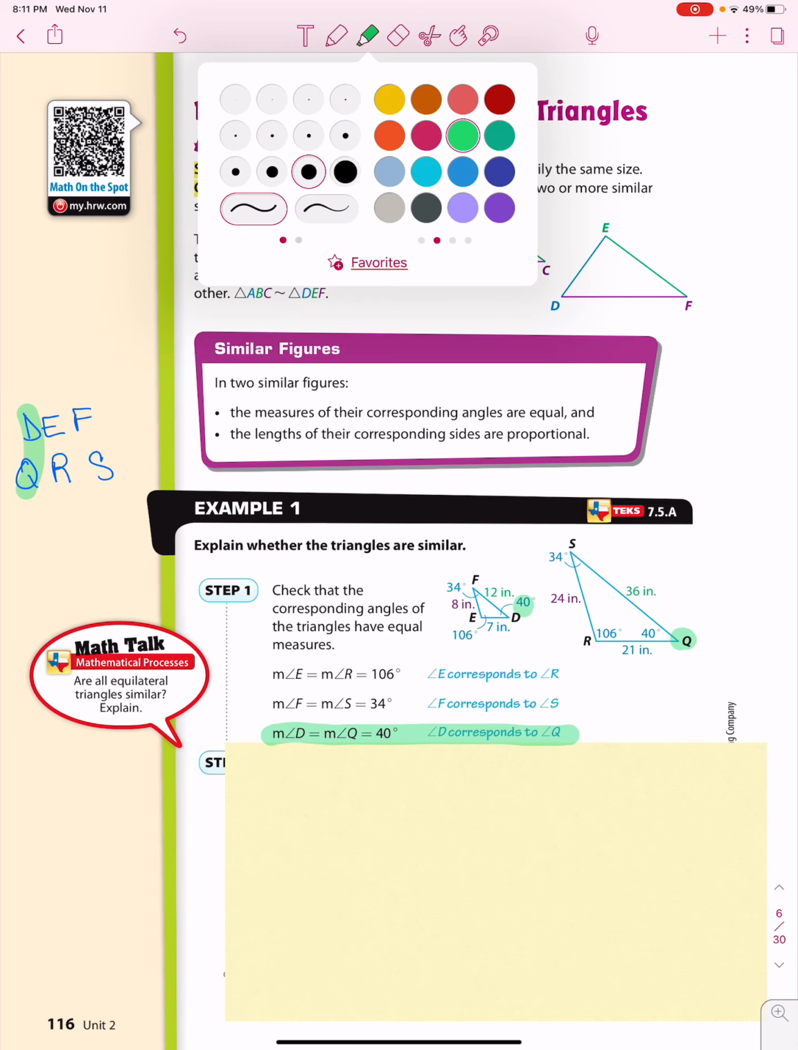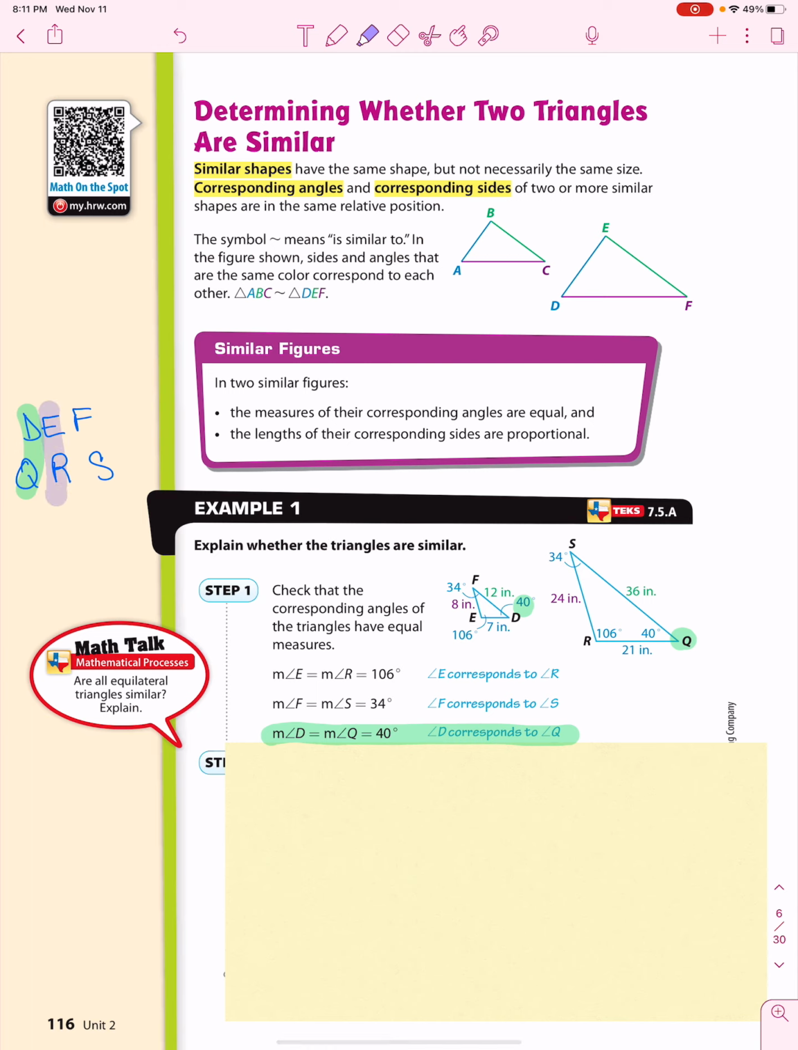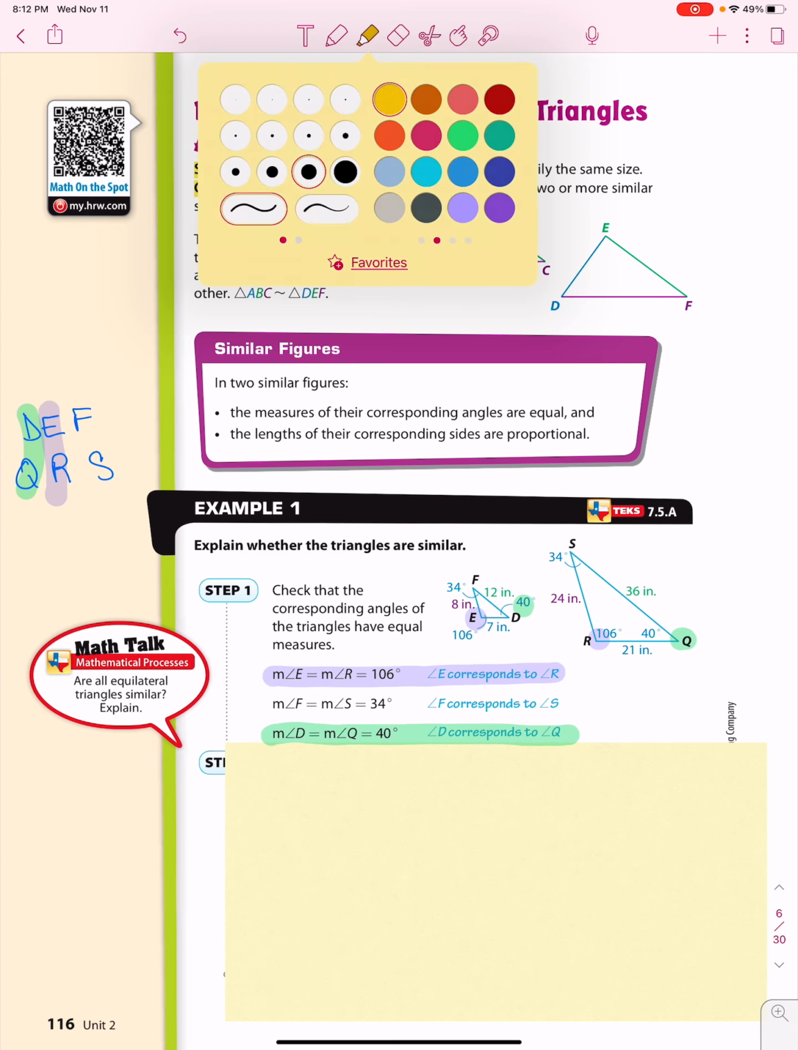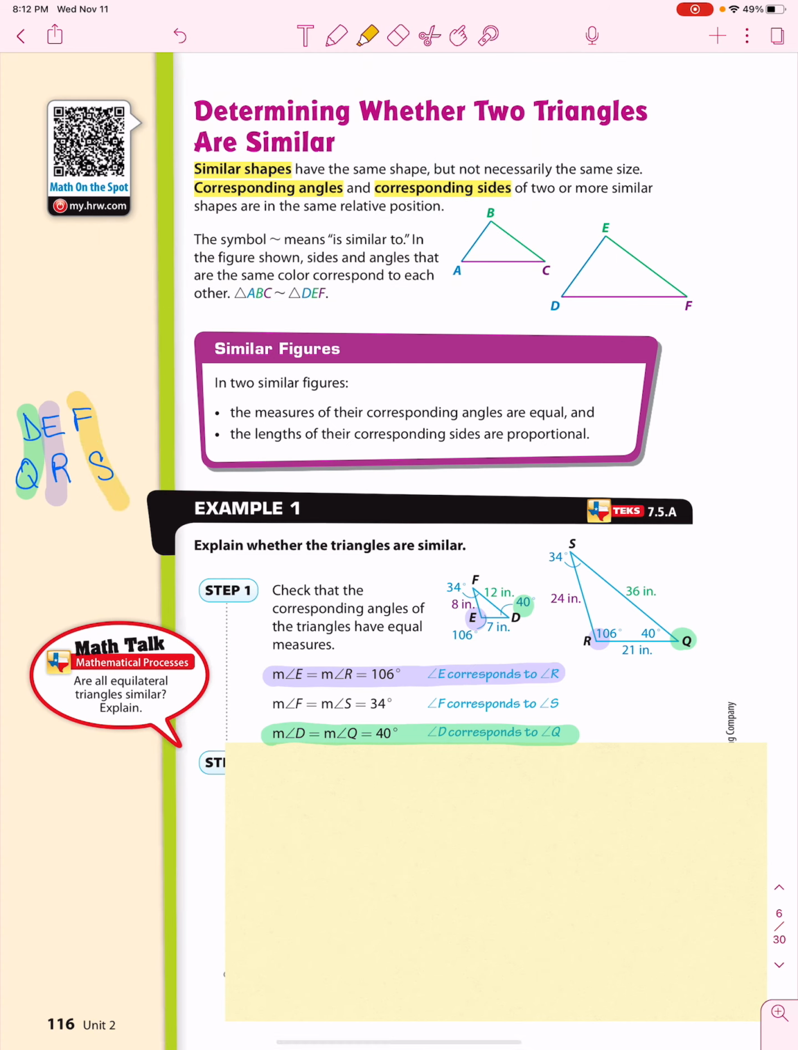Then if I look at angles E and R, E is 106, R is 106, so those correspond. And lastly, I have angles F and S, and that one's 34 and that one's 34. So those do correspond. So that's the first thing that you're looking for. If your matching angles are not equal, you're done. The two shapes are not similar figures.